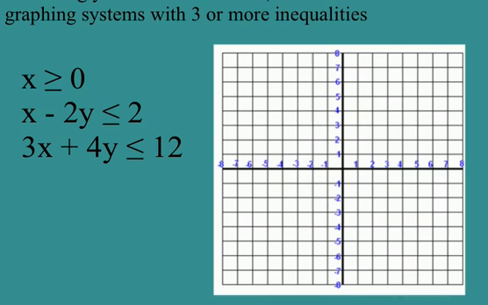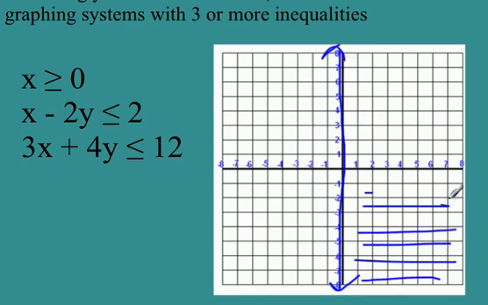So we first get that x is greater than or equal to 0. So x is equal to 0 is really just the y-axis. So that's going to be a vertical line right through the y-axis, like so. And we want x to be greater than 0. So in order for it to be greater than 0, we're going to have to go to the right because that's where x is getting bigger.